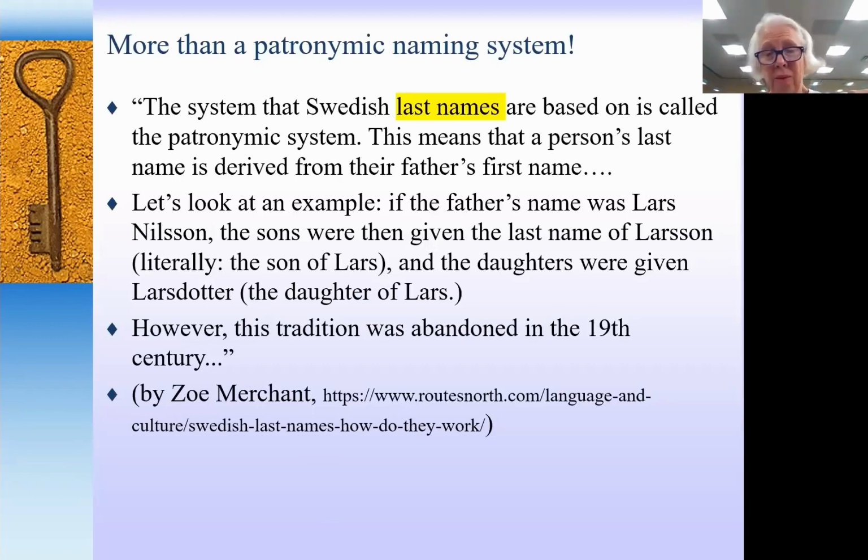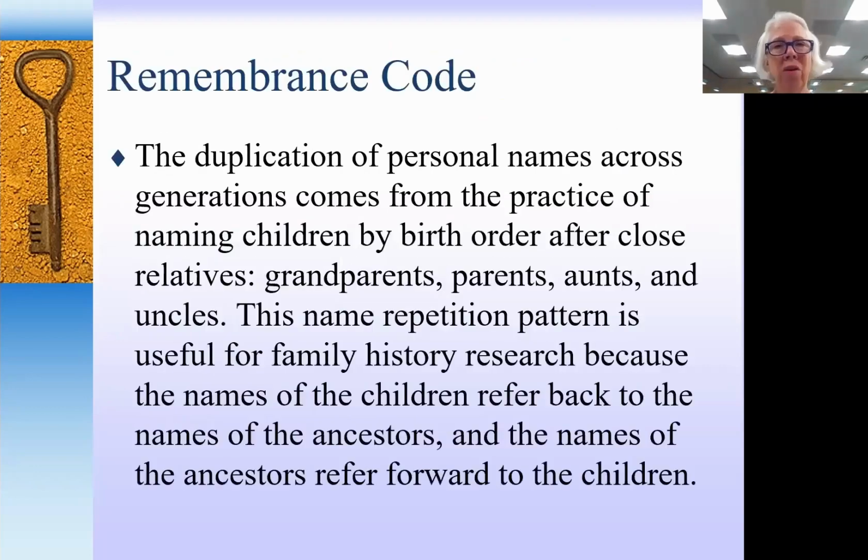Okay. So I started to realize that the duplication of personal names across generations comes from the practice of naming children by birth order after close relatives, grandparents, parents, aunts, and uncles. This name repetition pattern is useful for family history research because the first names of the children refer back to the names of the ancestors. And the first names of the ancestors refer forward to the children.